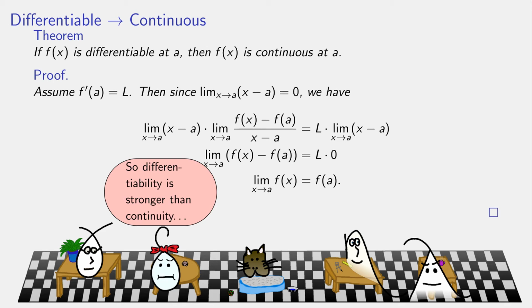So differentiability is indeed stronger than continuity. This is the term we use when one thing implies another. We'd say it's stronger than it. So differentiability is stronger than continuity. Wherever you are differentiable, you must also be continuous. The reverse is not true. It's possible to be continuous but not have a derivative.